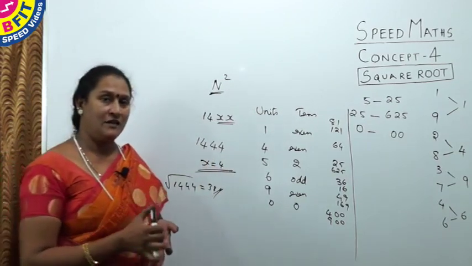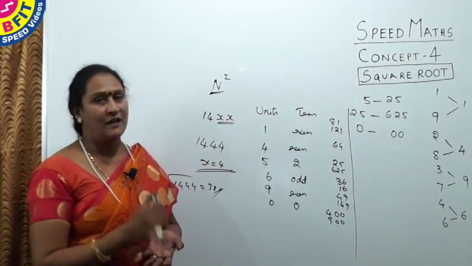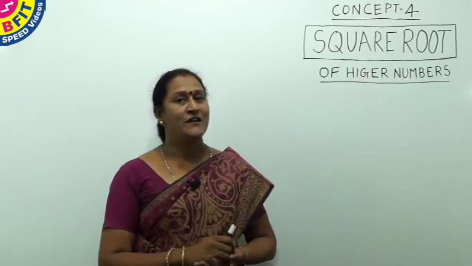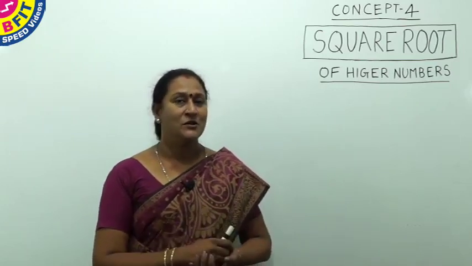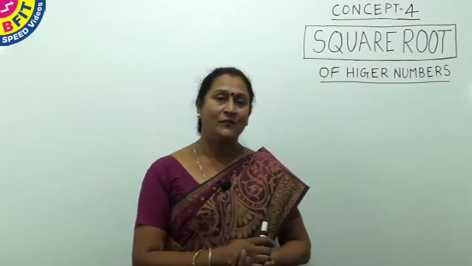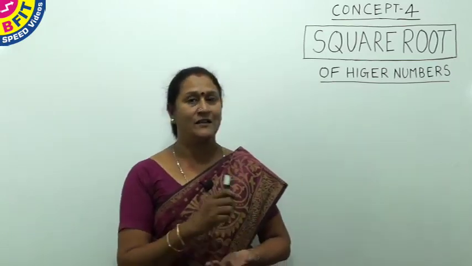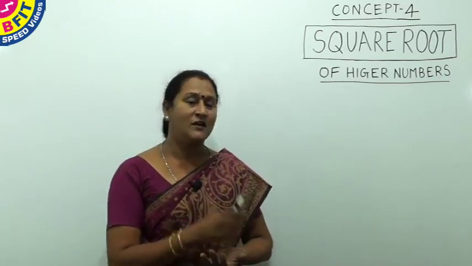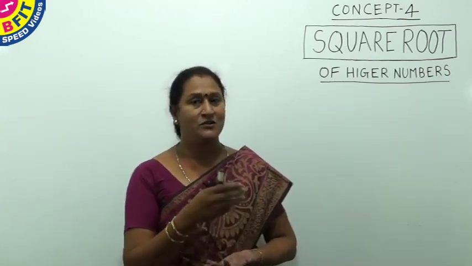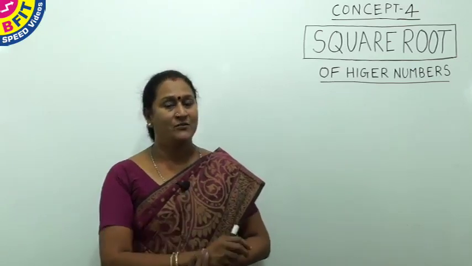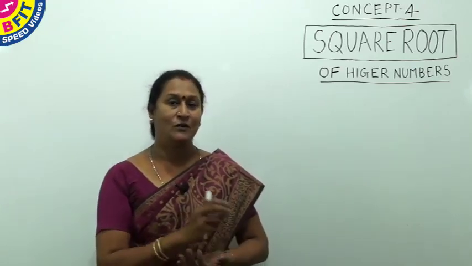So now we'll see square roots for higher numbers. Friends, now we'll see how to find square root for higher numbers using a method called the division method. So far we saw how to find square root for 4-digit numbers and 3-digit numbers using the shortcut. We can use the division method for 4 and 3 digits also, but as we know the shortcut, we can use that and find square root for lower digits.